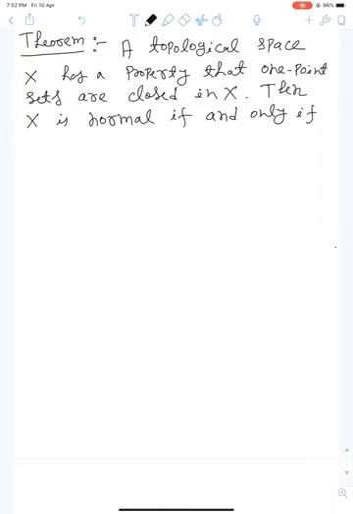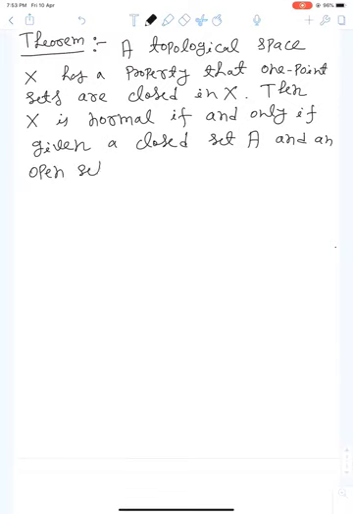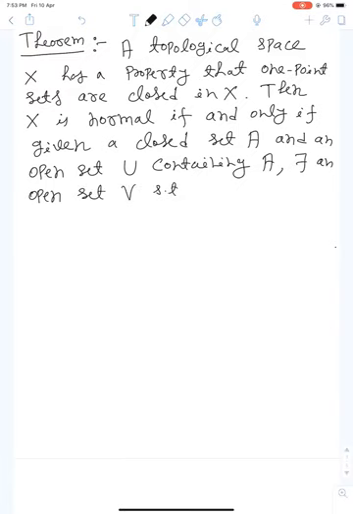given a closed set A and an open set U containing A, there exists another open set V such that A is a subset of V and V closure is a subset of U.